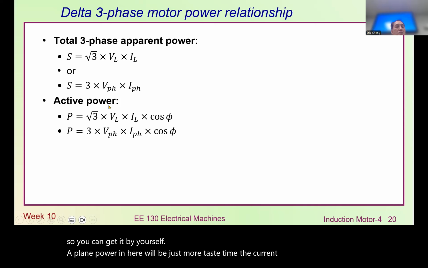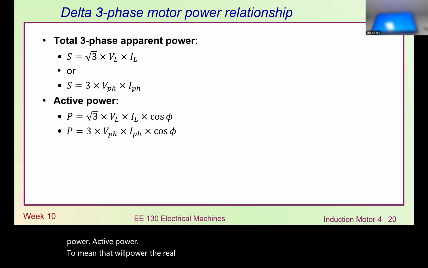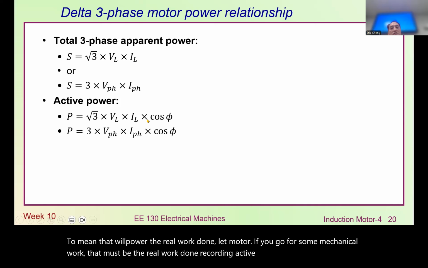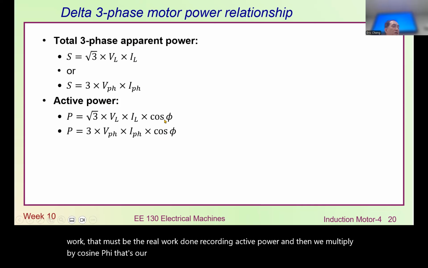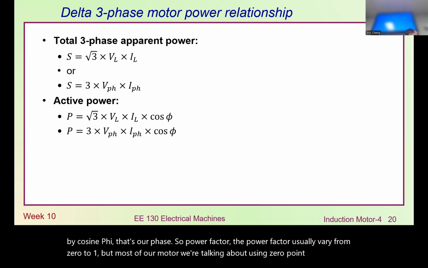However, we also have active power. Active power also means the real power, the real work done. Like a motor, if it does some mechanical work, that must be real work done. We call it active power, and we multiply by cosine phi, which is the power factor. The power factor usually varies from 0 to 1, but for most of our motors it is usually 0.7, 0.8, or 0.9. That's the common power factor we have.